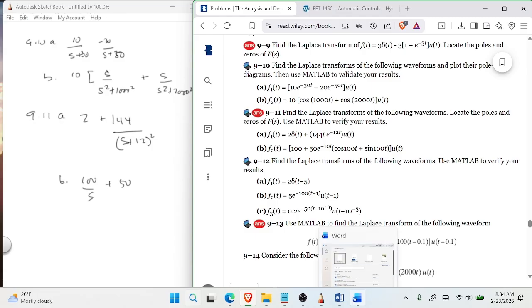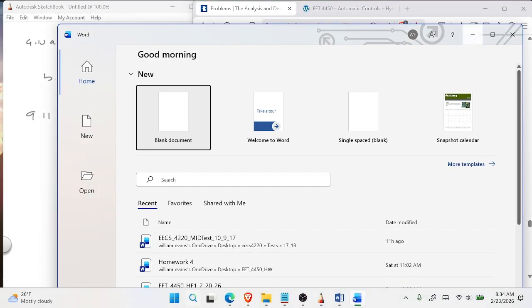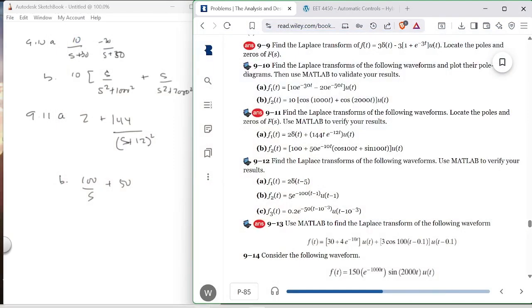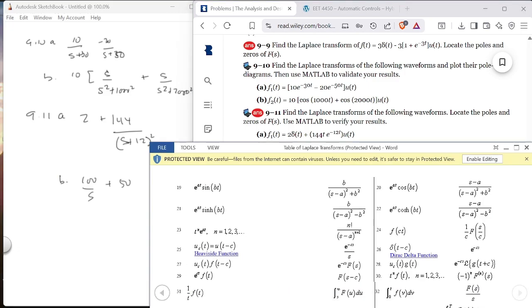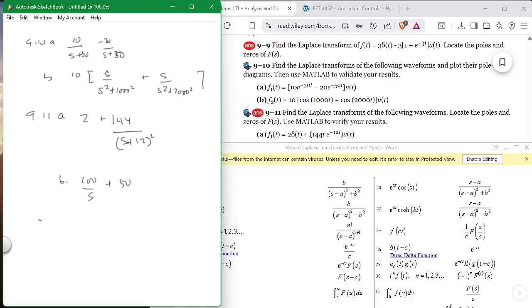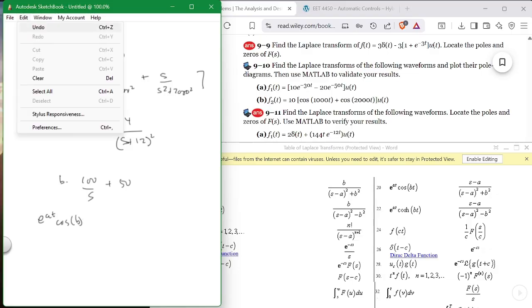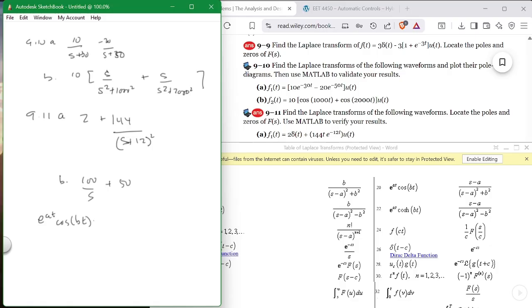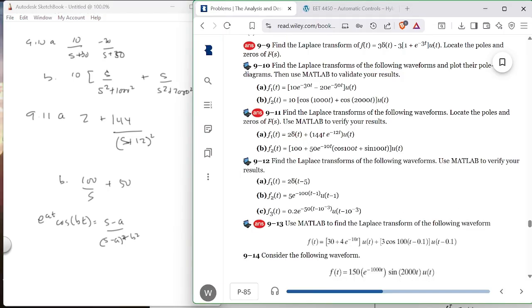Okay, so it's rule 20, which is e to the AT cosine of BT is equal to S minus A over S minus A quantity squared plus B squared. Okay, so that's your rule. Let's go back and look at the question.